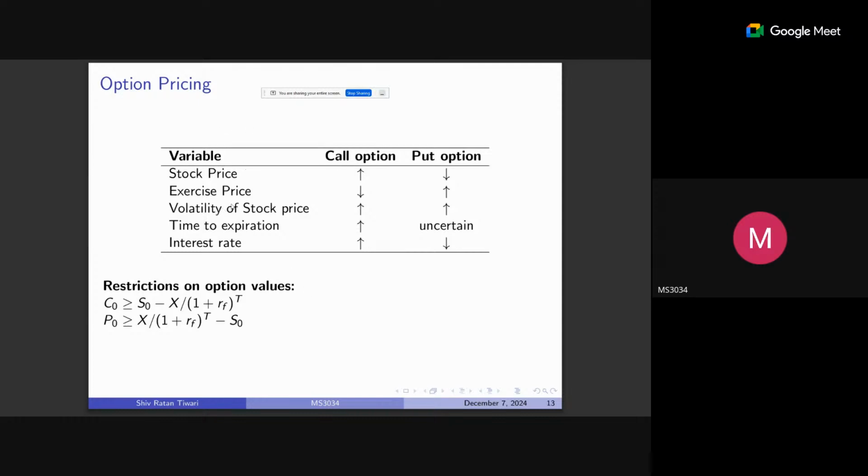Using these values, we can put some restrictions on option prices. The first one is for the call option: the call option price should be at least equal to S naught minus the present value of exercise price. Similarly for the put option, you can do the similar exercise which we did in the class, forming a portfolio which has the same payoff. In that case, the put option price should be greater than or equal to the present value of the exercise price minus the current share price or asset price.